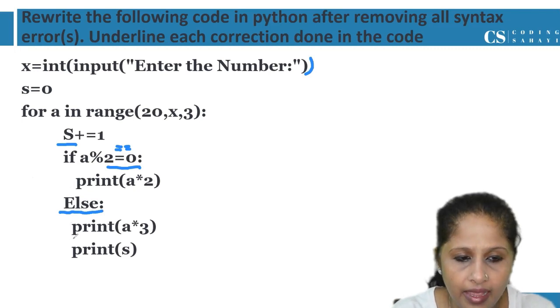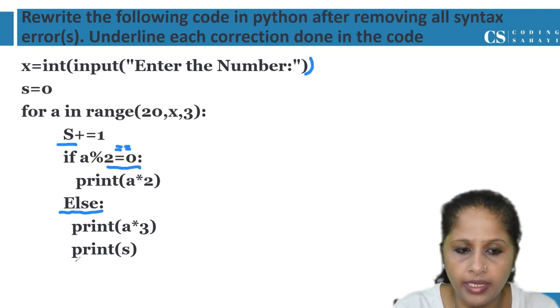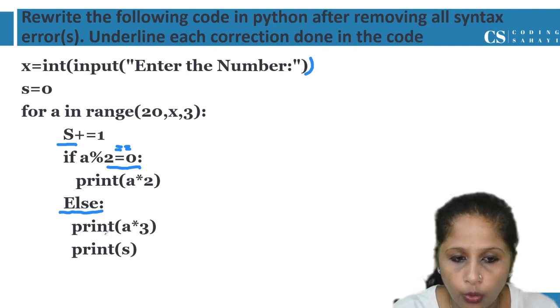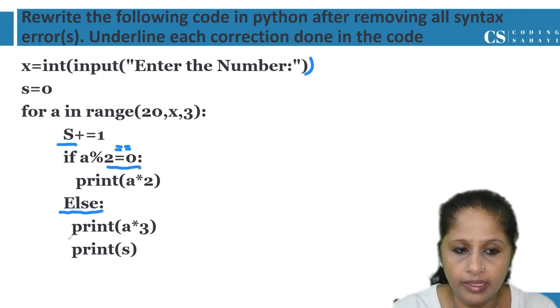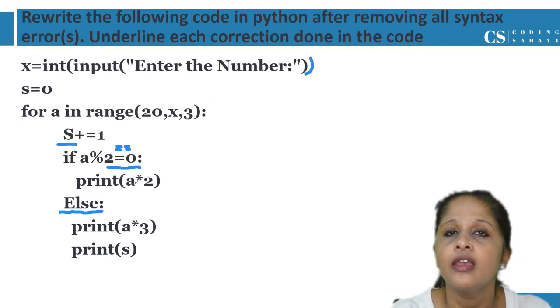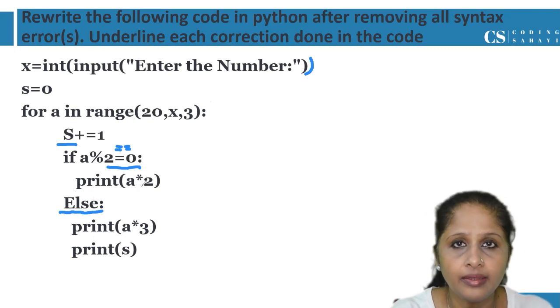Then coming to the next lines, print A into 3, then print S. Is there any problem in these two lines? No problem, it is printing properly. So under else we have two statements. So in this case also we have 4 errors. So let's rewrite this code.